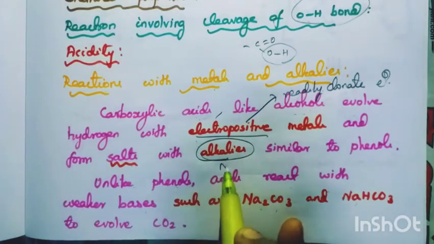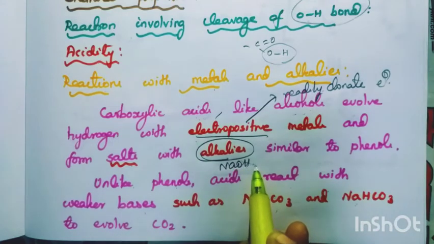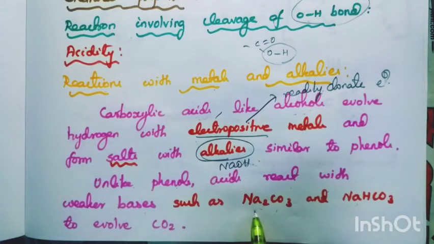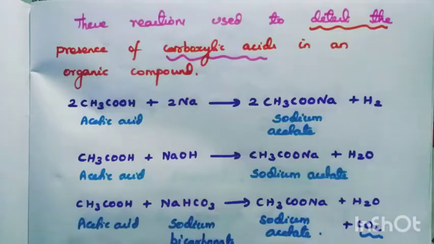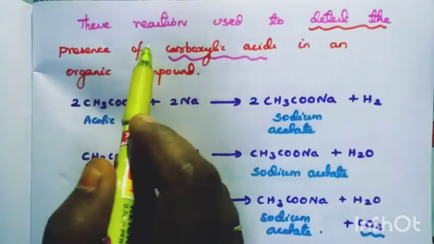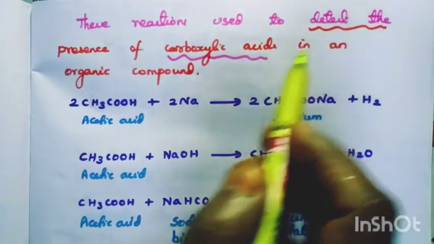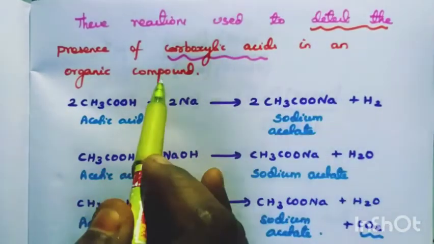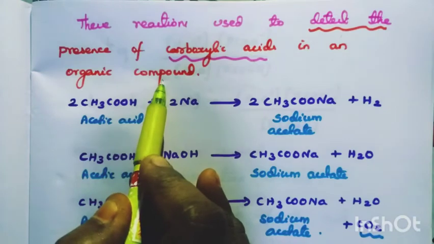Alkalis like NaOH are strong bases. Sodium carbonate and sodium bicarbonate are weaker bases. Even with weak bases, the acid has a tendency to react and evolve carbon dioxide. These reactions are used to detect the presence of a carboxylic acid in an organic compound, that is with sodium metal, electropositive metals and alkalis.